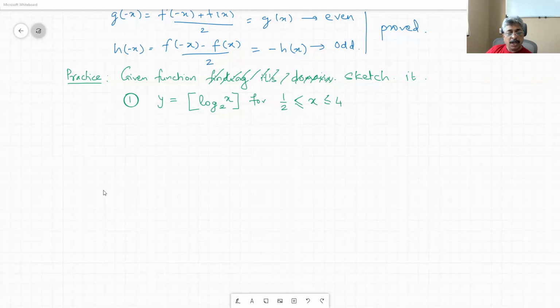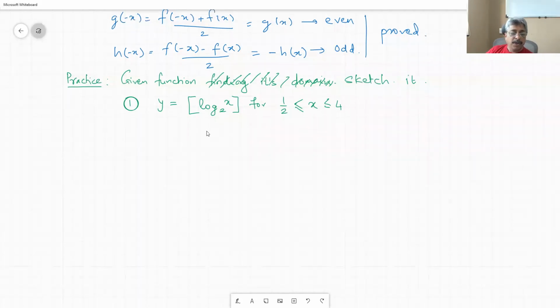Okay. So again, a greatest integer function, and therefore you have to be good in sketching the curves to scale.